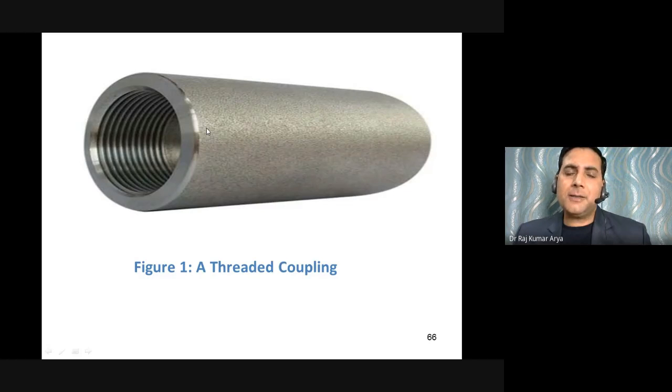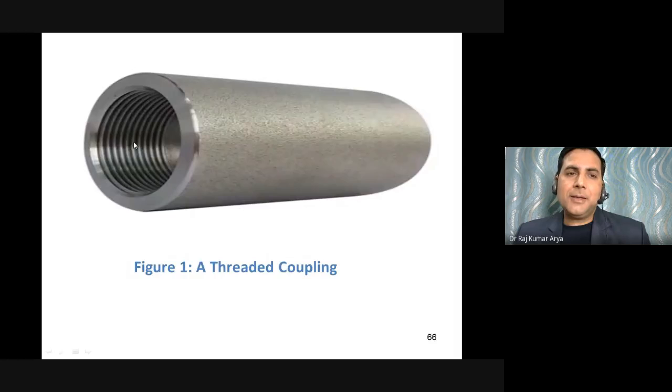This is the first fitting here, a threaded coupling. So you have a coupling, it's just to connect two pipelines, and it has the thread inside here. So you fit one pipeline from here, and the other pipe from this end. So this is called a coupling. You are coupling two pipes with the help of this. So this is the threaded one.